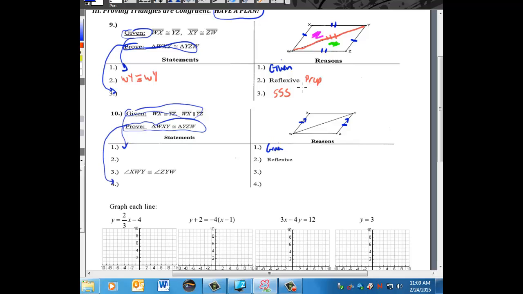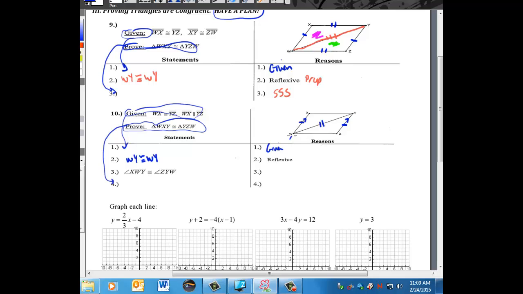And so whenever we have lines, first, do you see how this side is shared by both triangles? So do you see that by now? So we're going to put 2 marks here. So we're going to say that WY is congruent to WY.